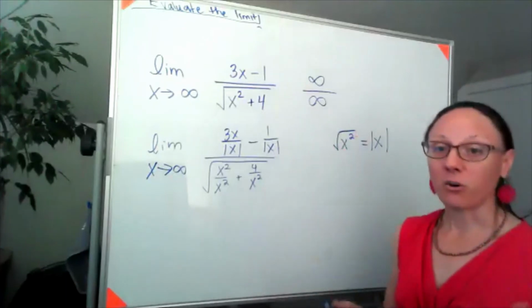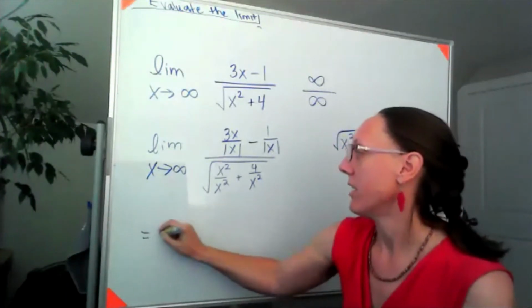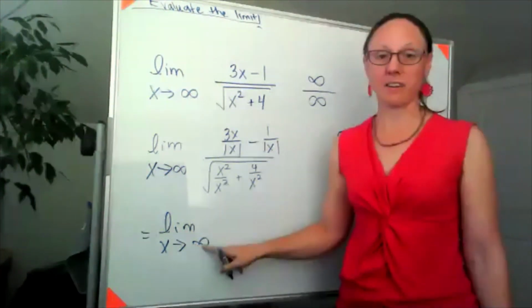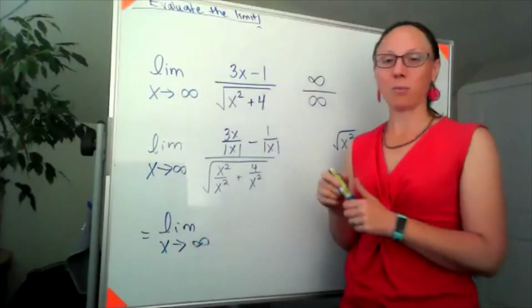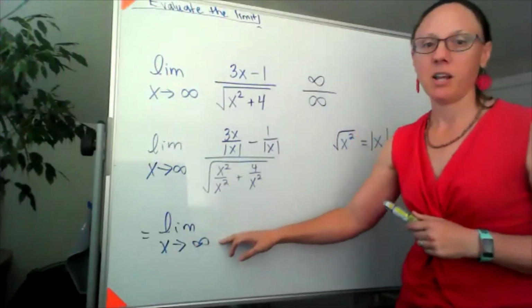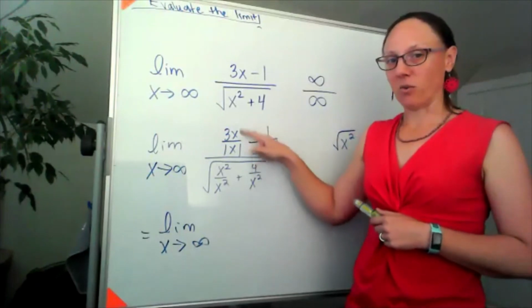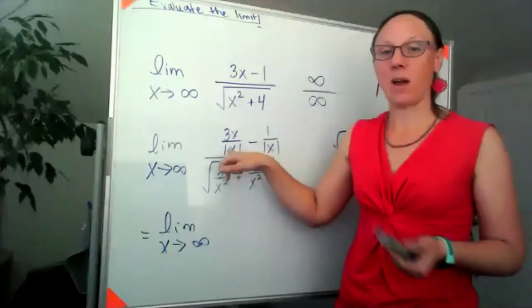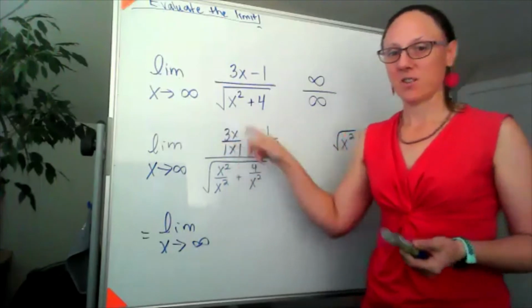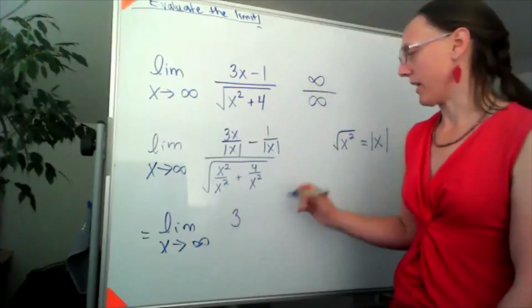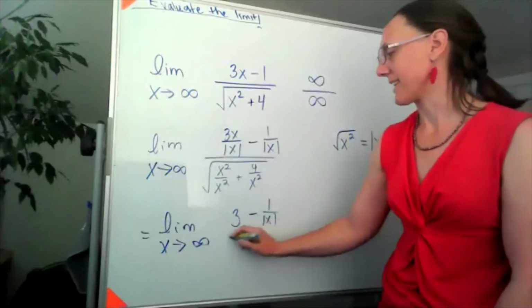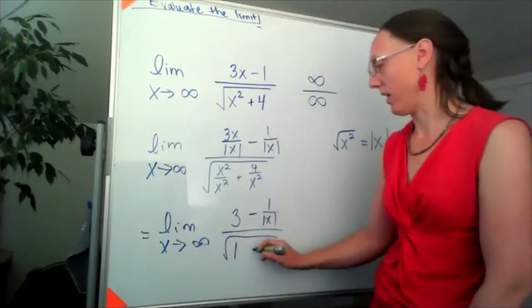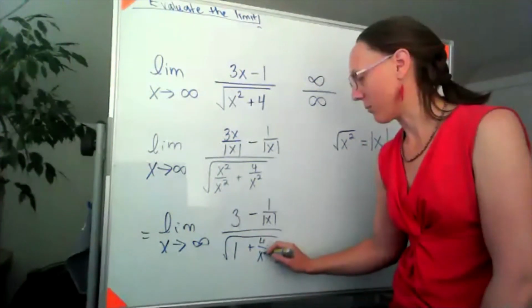Now that we can go through all of our simplification stuff, so the limit as x approaches infinity, since we're approaching a really big positive number, x divided by the absolute value of x is just 1, because I know that x is a positive number, so absolute value isn't doing anything to it. So up here, that's going to simplify as a 3. We still got that 1 over absolute value of x. And then inside of the square root, x squared over x squared is going to be 1. And that 4 over x squared, I can't simplify anymore.